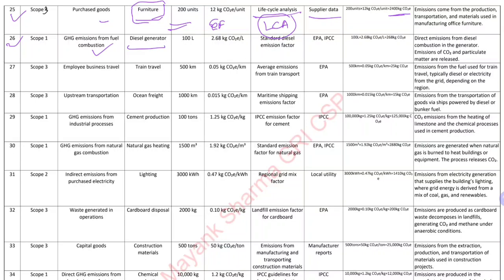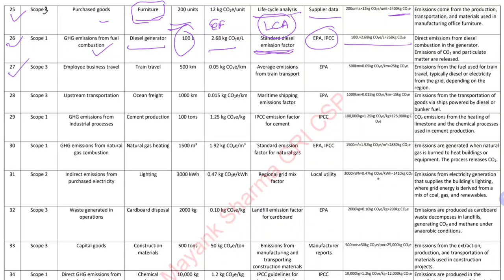We have a diesel generator where we are consuming diesel, around 100 liters. This is the standard diesel emission factor, which is sourced from, let's say, EPA, IPCC websites, and this is the calculation: total quantity of diesel consumed multiplied with the emission factor. So basically direct emissions from diesel combustion in the generators, generating emissions of CO2 and particulate matter.